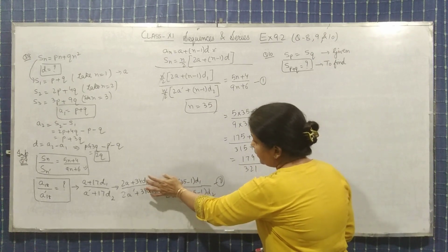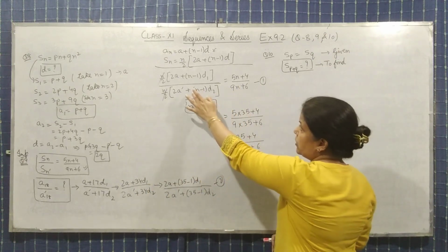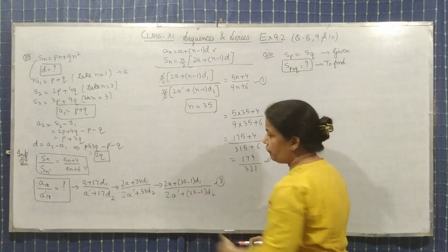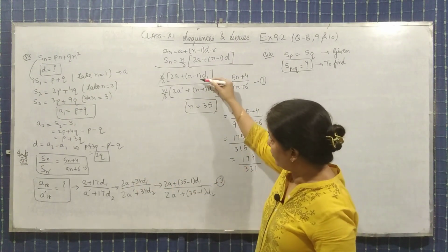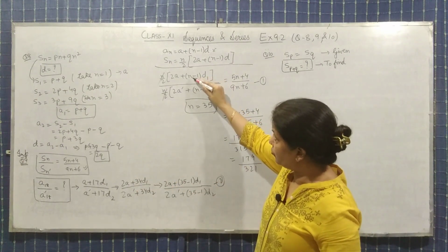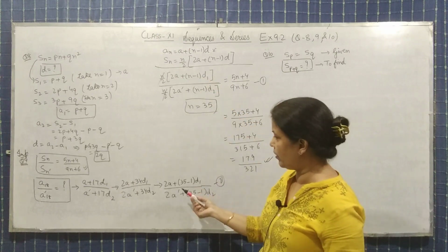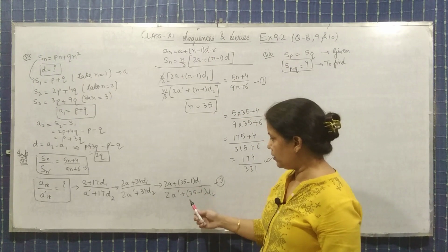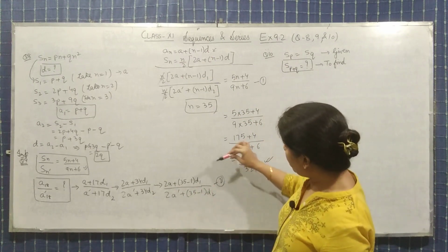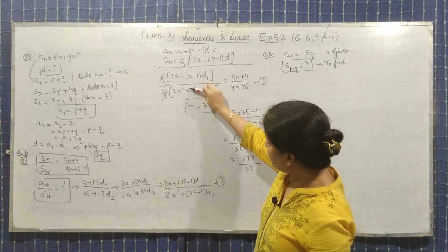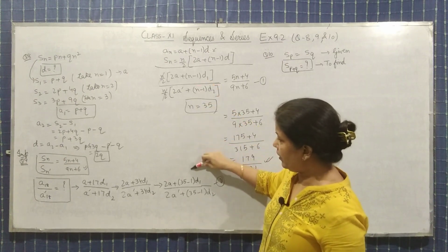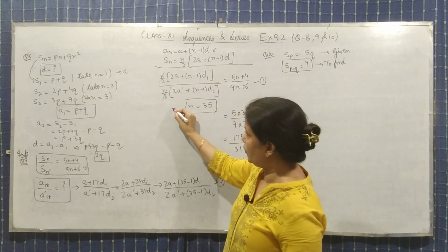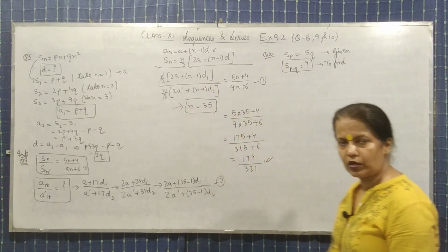Now to make this and this the same, instead of 34 we can write it as n minus 1. To write it as n minus 1, we can write 34 as 35 minus 1. Same thing for the lower part. Now after comparing these two, what will you get? n as 35.